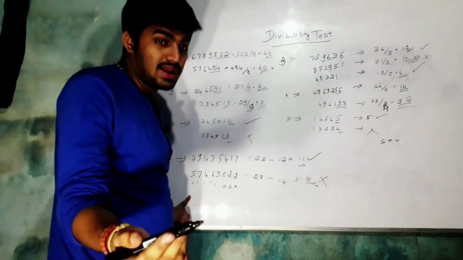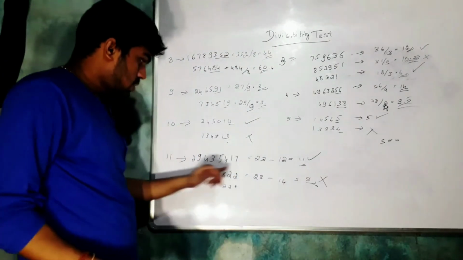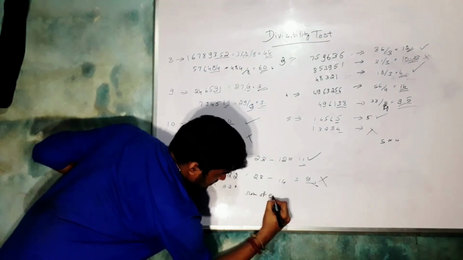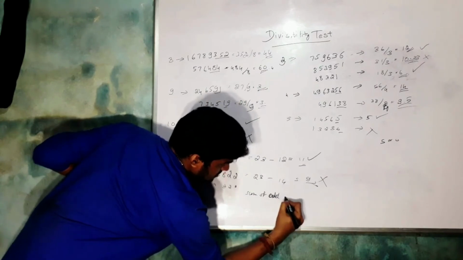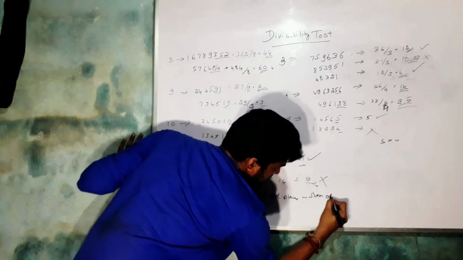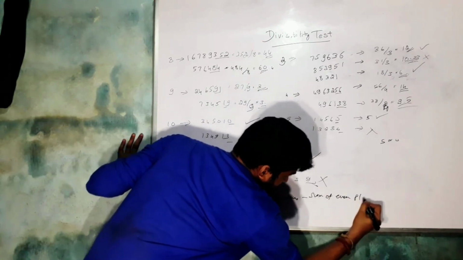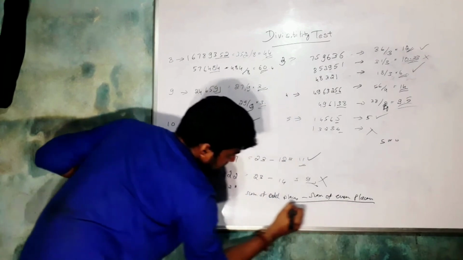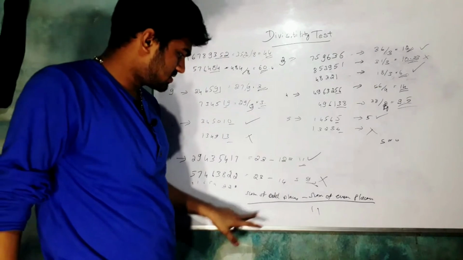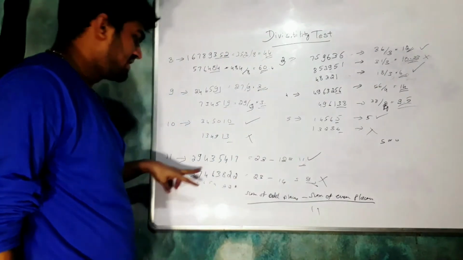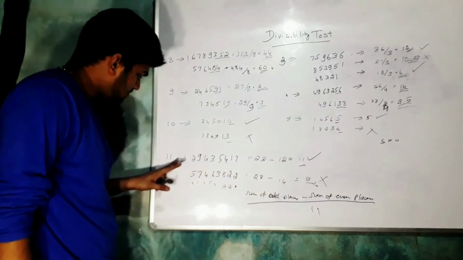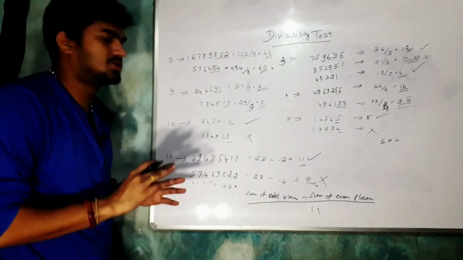So I'll explain once again. It's the sum of the odd places minus the sum of the even places, then check divisibility by 11. Okay, if this is divisible by 11, then the whole number is divisible by 11. If it's not divisible by 11, that means the number is not divisible by 11.